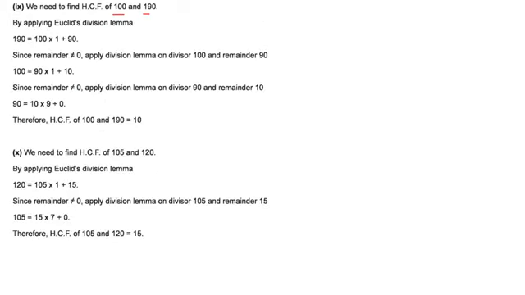Now here we have to see which one is the greater one. 190 is greater than 100, so this has to be A, this has to be B. We are applying the Euclid division lemma. So we have to represent A in the form of B so that B has some quotient and a remainder. This is what the division lemma says. So 190 has to be written in the form of 100 into something plus something.